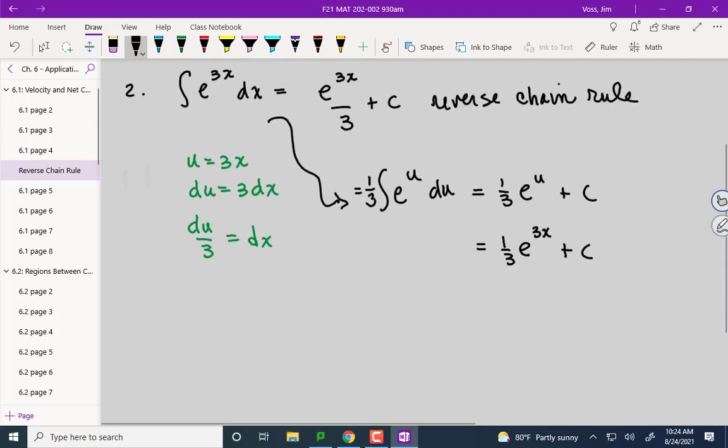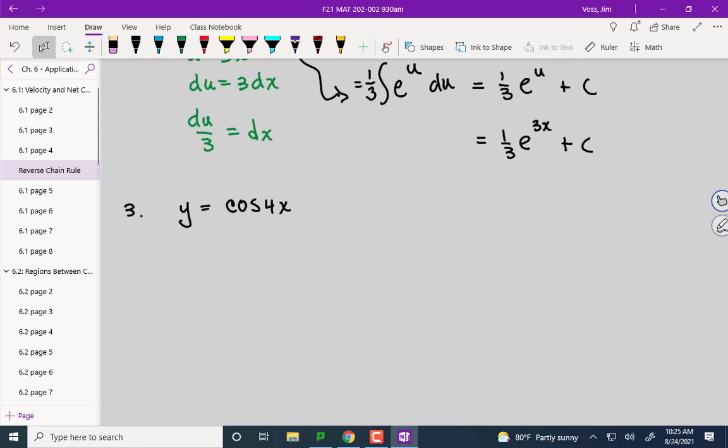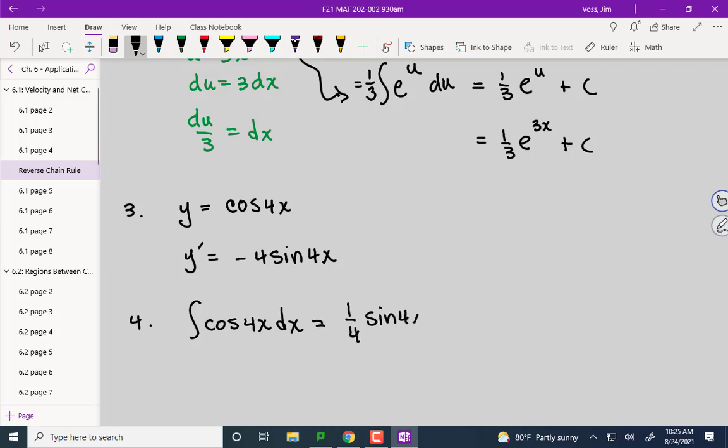So let's look at another one. What about if we have something like y equals cosine of 4x? And we want to integrate that. If we were going to differentiate it, we would use the chain rule. So the derivative of the function cosine is minus sine of the same angle multiplied by 4. And if we were going to integrate it, instead of multiplying by 4, we just divide by 4. So that is reverse chain rule.